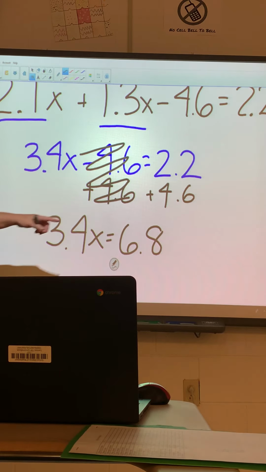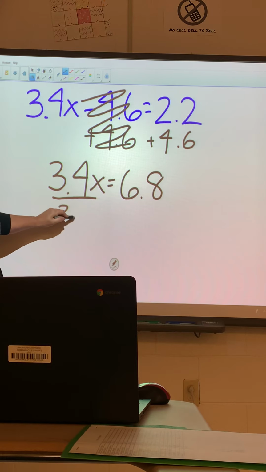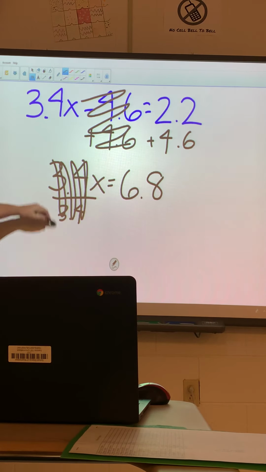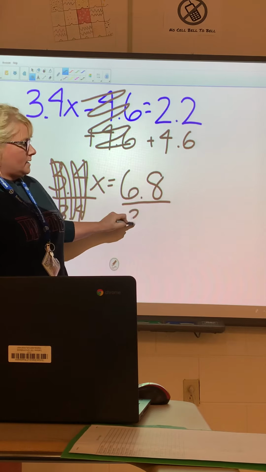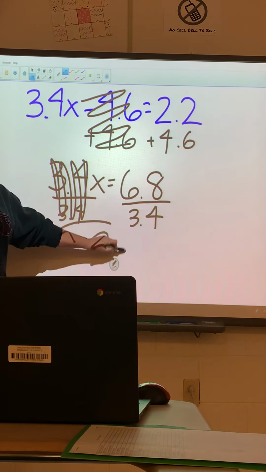Our last step now is division. Get rid of that attachment here by dividing. 3.4 divided by 3.4 makes it become a 1 or go away over there. And I believe the answer was 2.